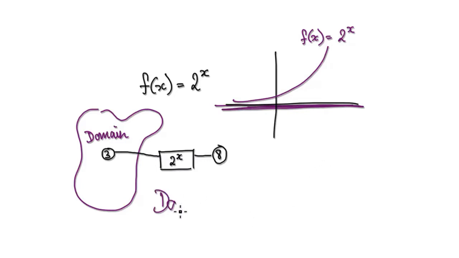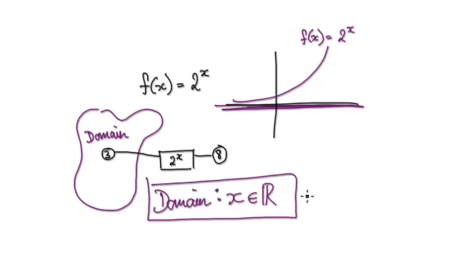So when you come to specify the domain, dot dot, x can be anything on the real number line. And then normally we would specify a condition, but because this works for any number on the real number line, we just leave it as this. So this is your domain. This is how you would specify the domain for 2 to the power of x.